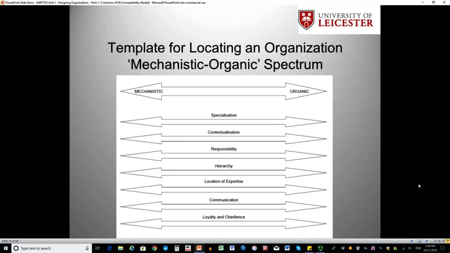Anyway, I'm going to get you to explore these different spectrums, or this approach of using a spectrum rather than binary opposites, in your seminar. So anyway, I think it's much more useful to think of Burns and Stalker as a spectrum rather than binary opposites. But it's a useful starting point.